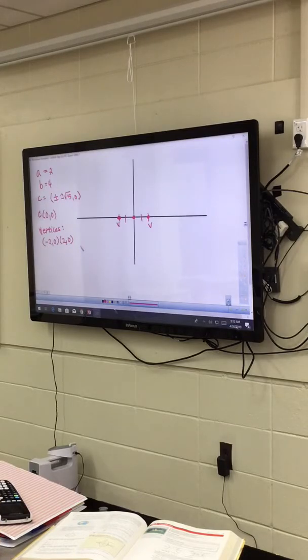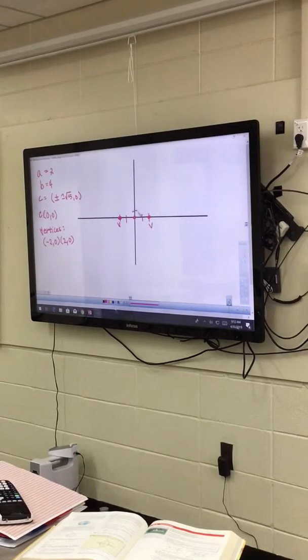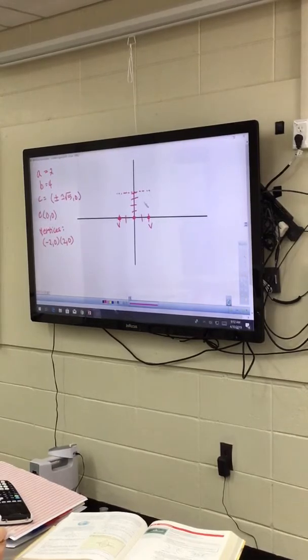Now, the conjugate axis is the value of b from that center point. So what was b? 4. So I'm going to go up 4. Are we graphing the asymptotes? We're about to. I'm not going to put a point there. I'm going to show that that is the height of that graph. My asymptotes are going to go through that. If you'll give me a second, you'll see why I did that line. And then we're going to go down 4 because that's on the conjugate axis. Same thing.